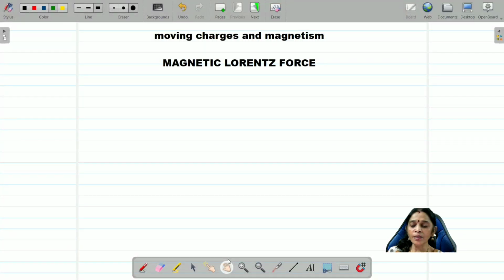Very good evening, children. In the previous class, we have seen that any charged particle, whenever it is moving, for example, an electron moving in the wire or current in a current carrying conductor, produces a magnetic field around it. And also, we have discussed the Oersted experiment.